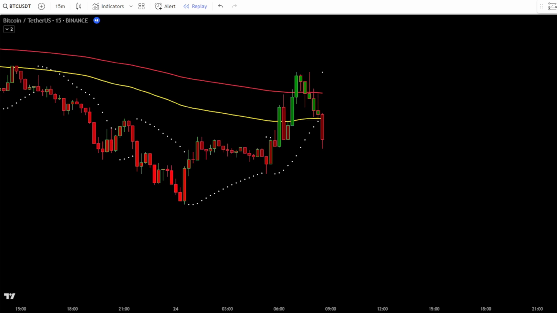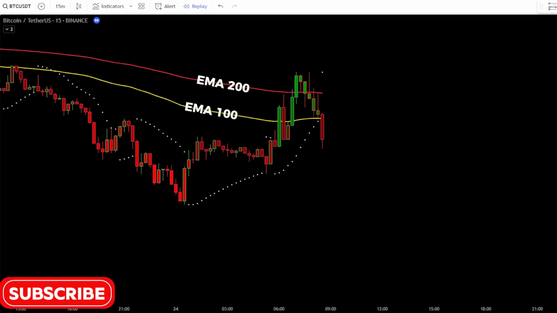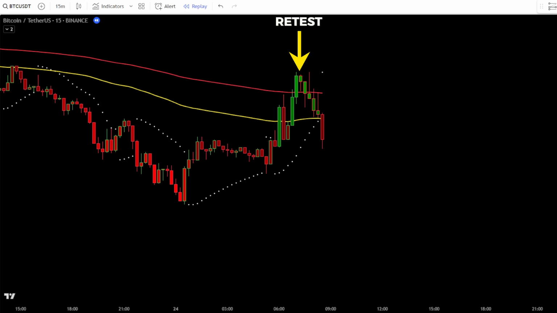How to place a sell order. If the EMA 100 crosses or is below the EMA 200, that is a sign of a bearish trend. In this condition, your main focus will only be to find the best point to place a sell order. Wait until the price candlestick makes a retest to the EMA area.